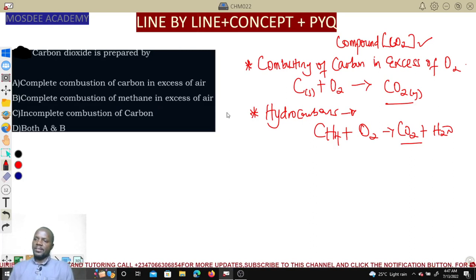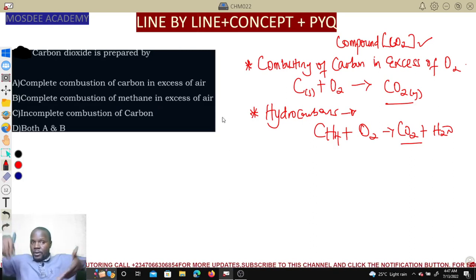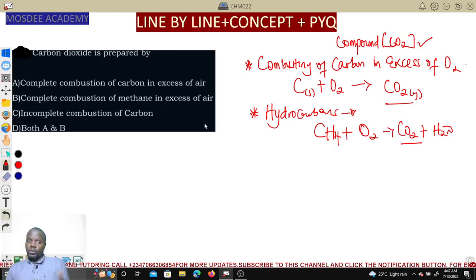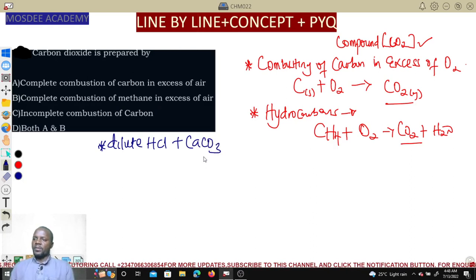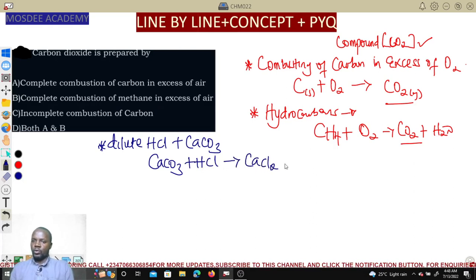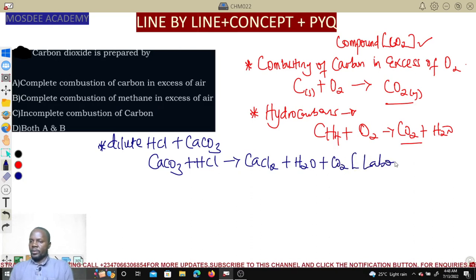But if you want to prepare it in the laboratory, the method we use is the basic method we've learned in junior classes, by combining dilute HCl with limestone. CaCO3 is limestone. This is a reaction for those who want to know: CaCO3 plus HCl, please balance the equation, gives CaCl2 plus water plus CO2. This is the way we prepare it in the laboratory.